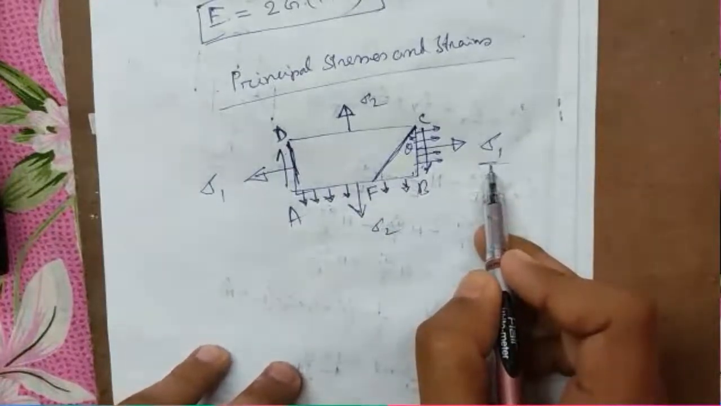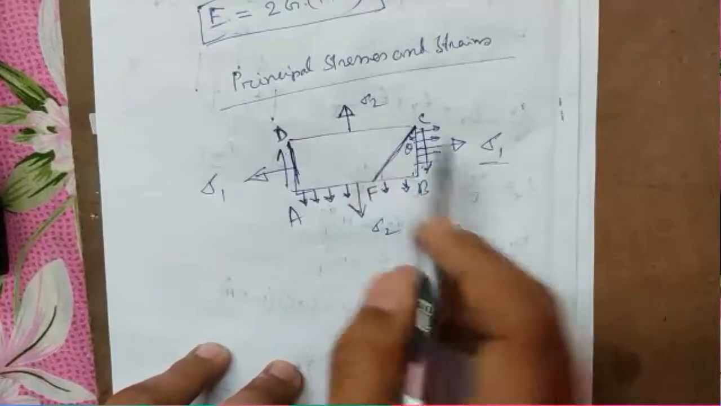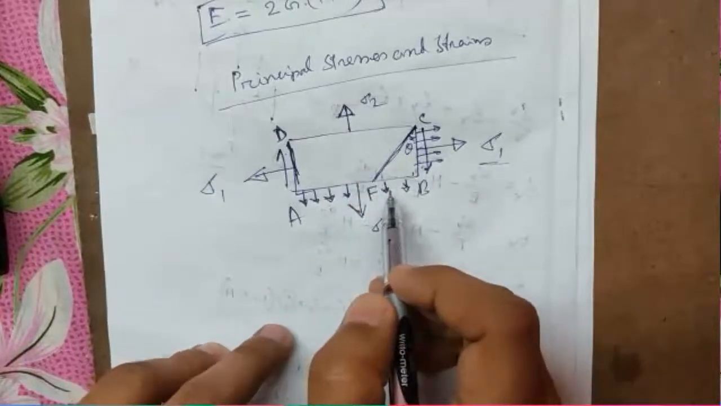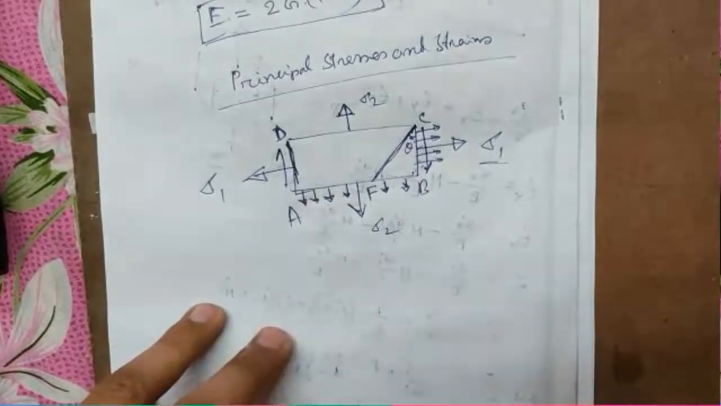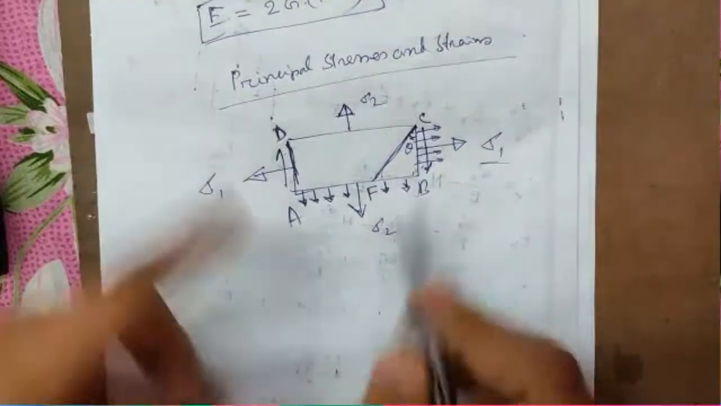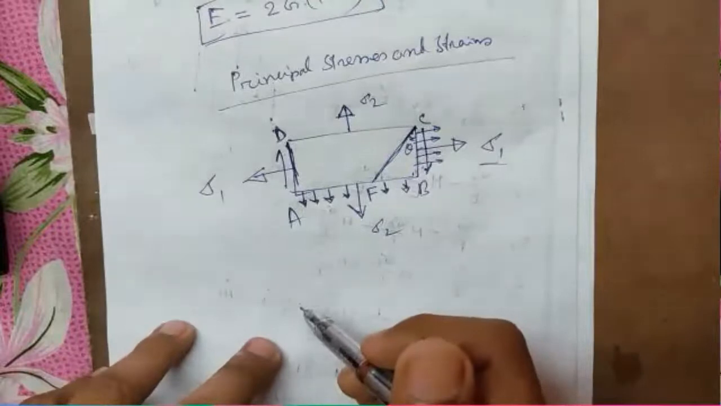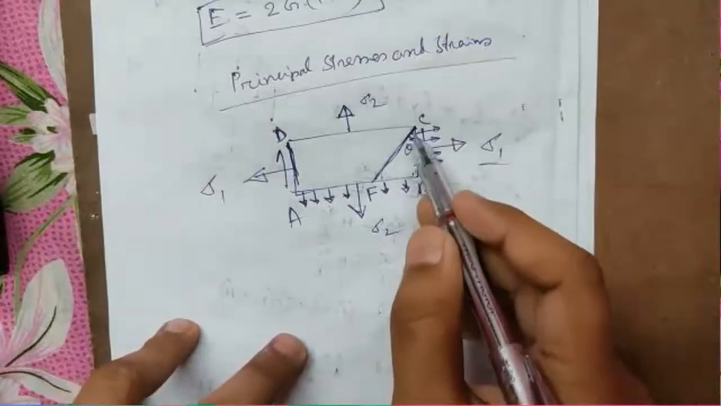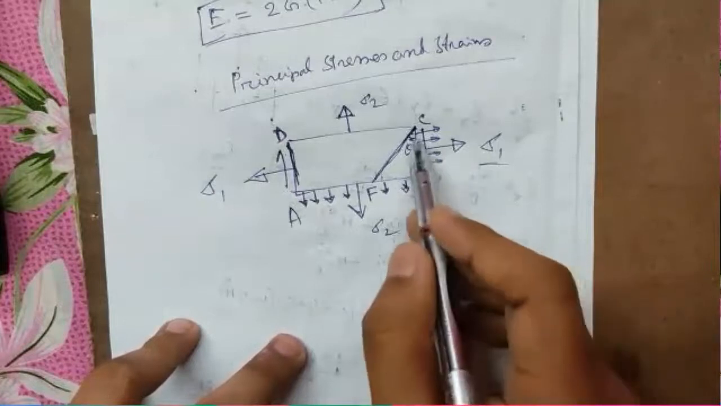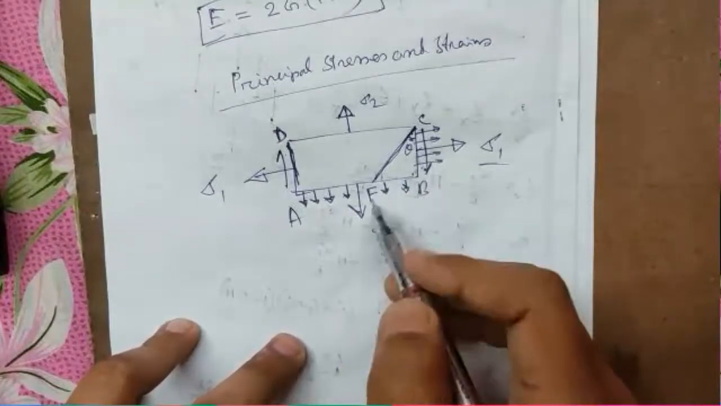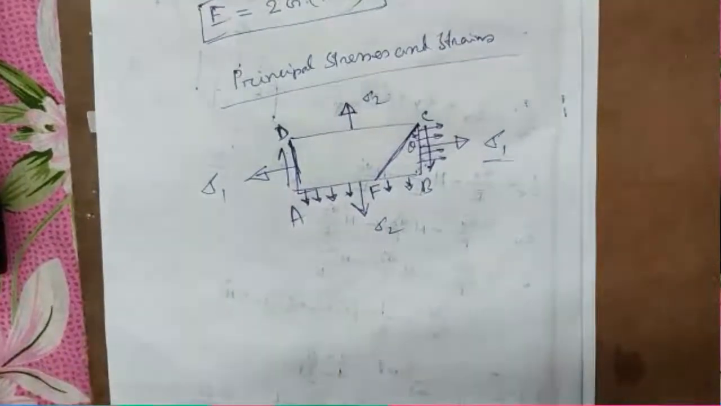One is sigma 1, tensile type, and sigma 2, which is also tensile type, and there is another shear force working on the BC and AD faces, which is trying to rotate the body clockwise. This is the scenario. Now we will find out the stress on an oblique plane which is at an angle theta with this vertical plane. Okay, so our plane is CF, where we have to find out the stresses.